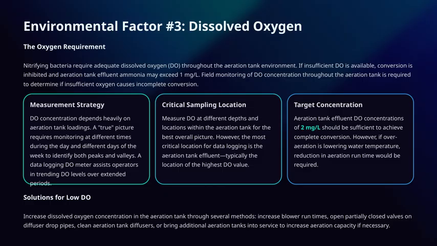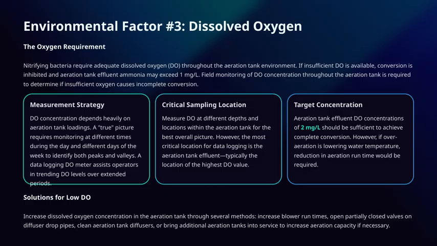But the most critical spot to focus on is the effluent, because that's typically where you'll see the highest DO levels, and it gives us the clearest indicator of overall performance. As for the target DO concentration, aiming for around 2 milligrams per liter in the effluent is usually sufficient for complete conversion. However, if we find that overaeration is lowering the water temperature, we might need to reduce the aeration run time to optimize conditions.